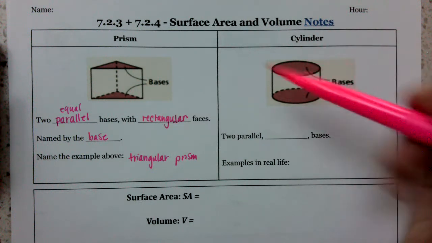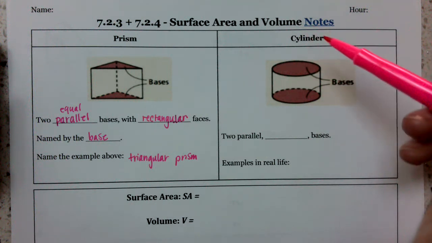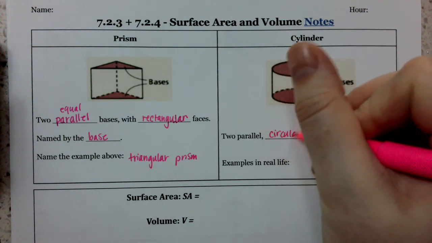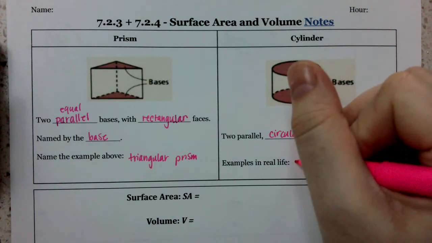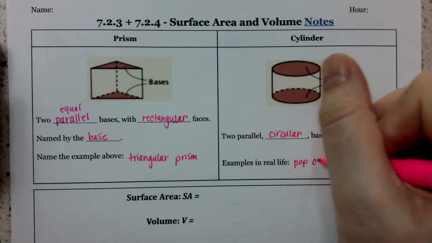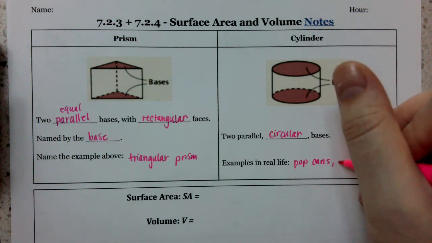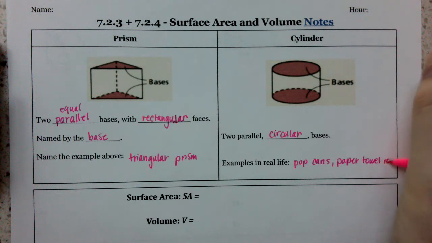Then a cylinder is a type of prism, so you can see they look really similar. The only difference is a cylinder is really specific. It has a circular base. And cylinders come up a lot in real life. I'm sure you can look around wherever you are and see examples of cylinders, things like pop cans or paper towel rolls, etc.